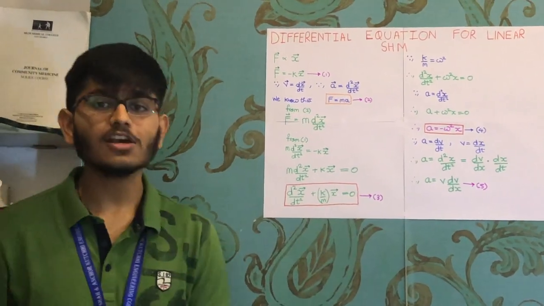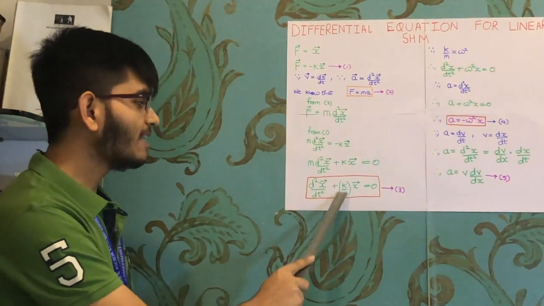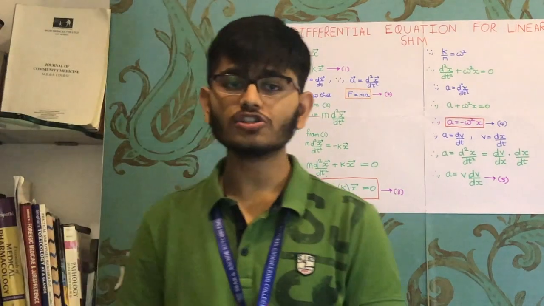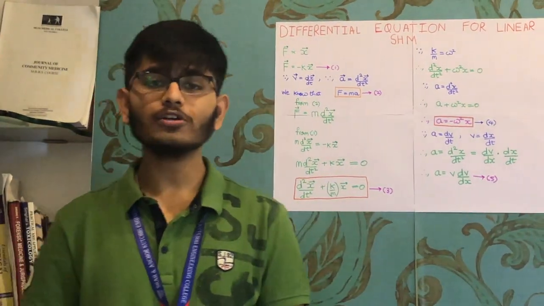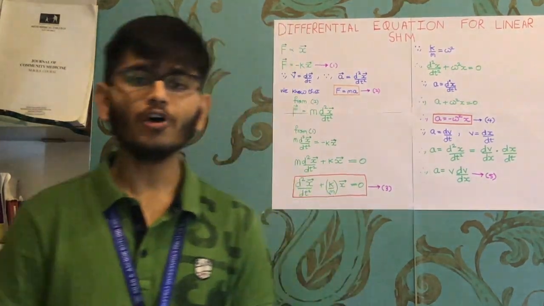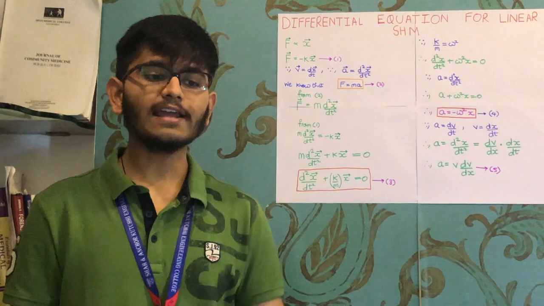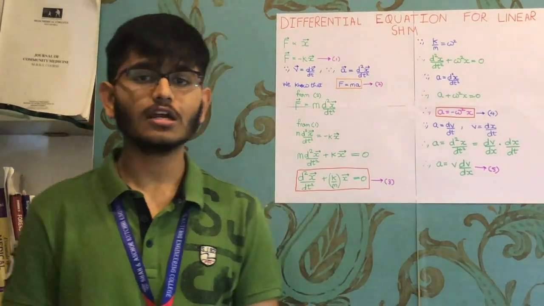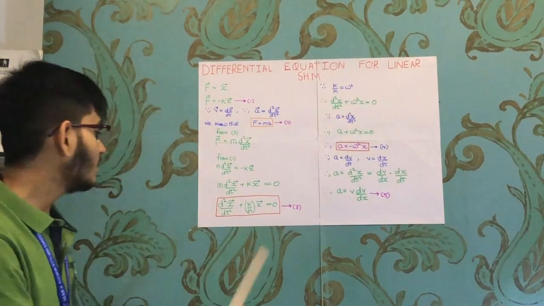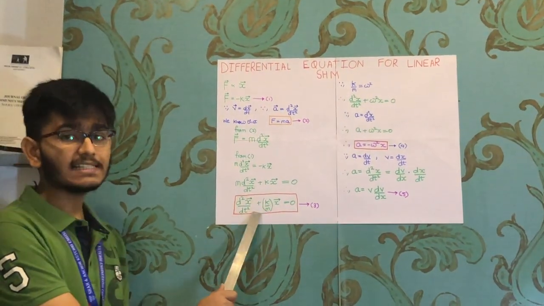Now guys, you might have noticed that I have kept k by m separately in a bracket because k by m is a constant which is known as angular velocity squared. So for SHM, when we oscillate the bob, the angular velocity is measured and not the velocity. So this is the differential equation for linear SHM.